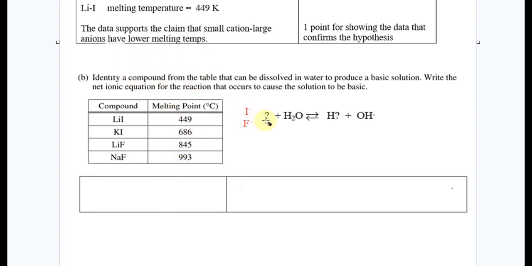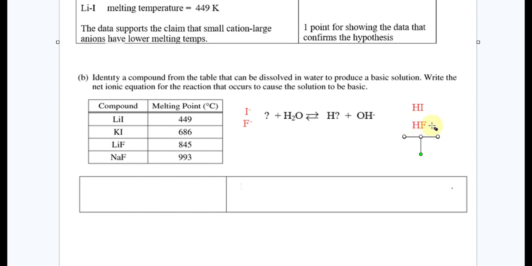If we have iodide reacting with water, we would have HI and OH minus. All right, our charges are conserved. And if fluoride reacted with water, we would have fluoride reacting with H2O to make HF and hydroxide, a basic solution. Which one is it going to be? Well, we know both of those anions originally came from an acid, HI, which is one of the strong acids that you know, and HF, which is one of the weak acids.